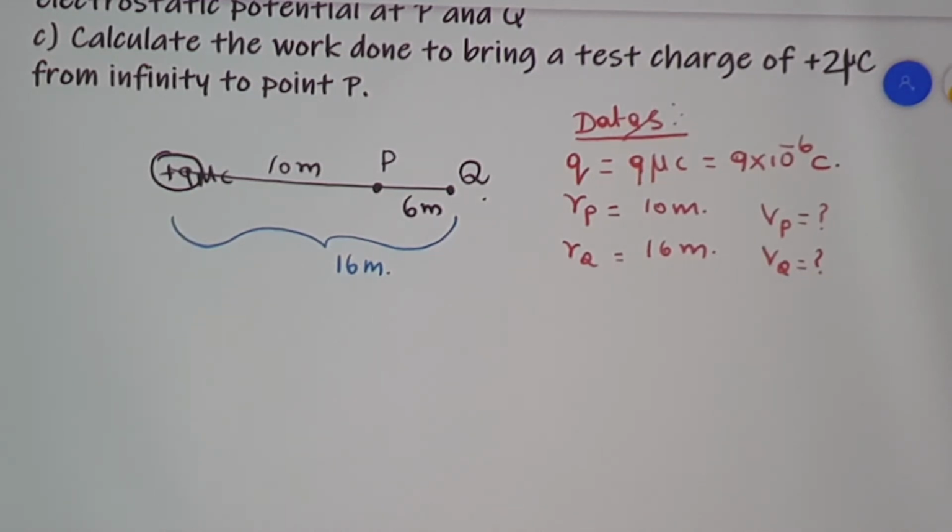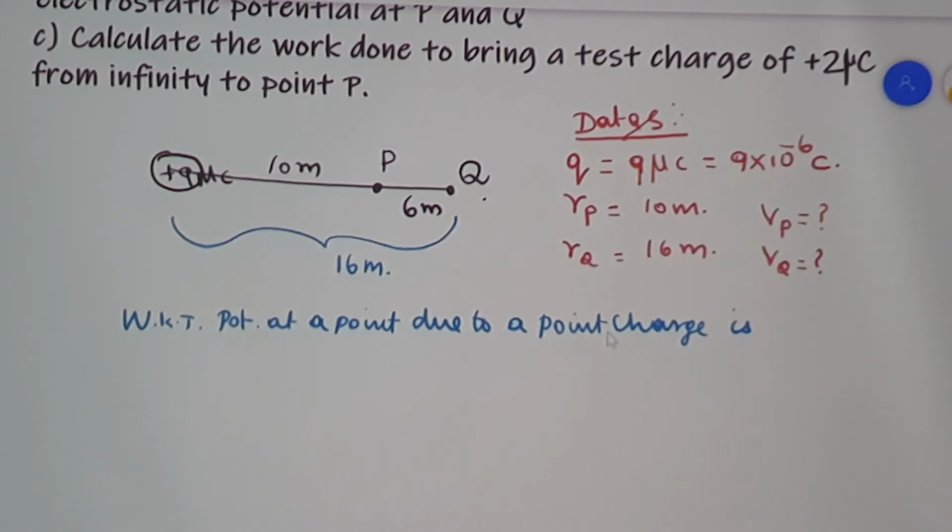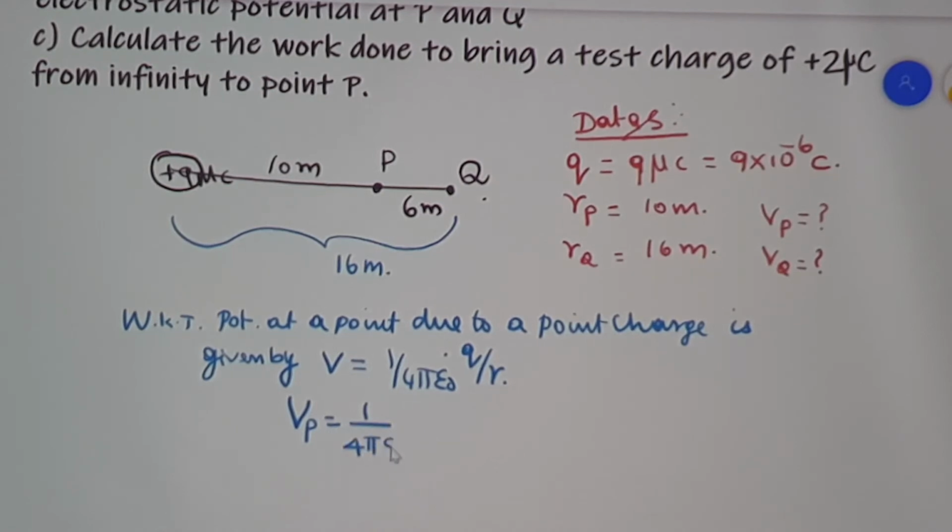So what is the potential at a point? We know that the potential at a point due to a point charge is given by V equals 1 divided by 4 pi epsilon 0 times Q divided by R. Here we are going to calculate the potential at the point P, so I write 1 divided by 4 pi epsilon 0 into charge Q divided by the distance RP.